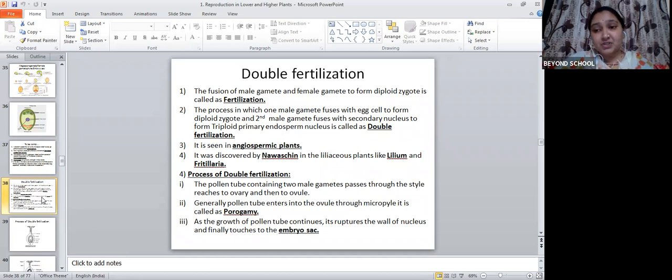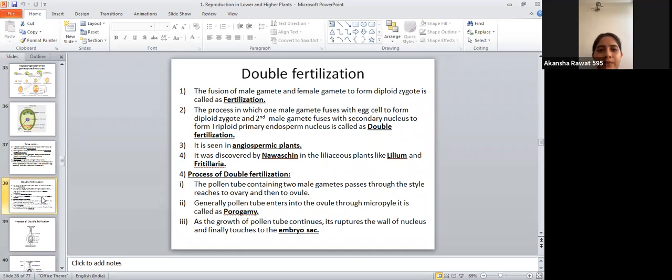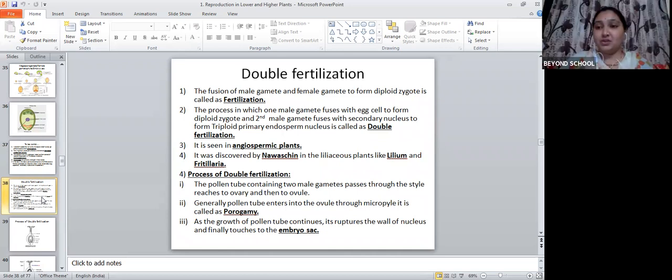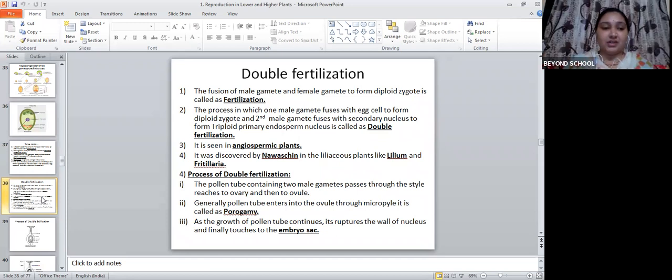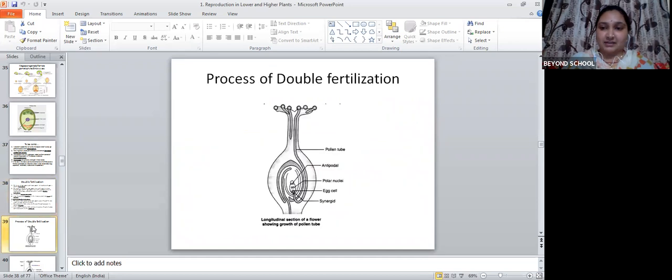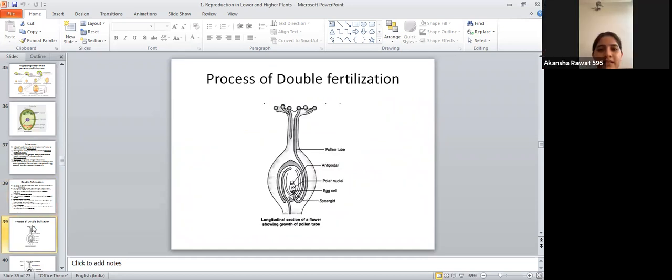It ruptures the wall of the nucleus, right? And finally, it reaches the embryo sac, the synergid cell.